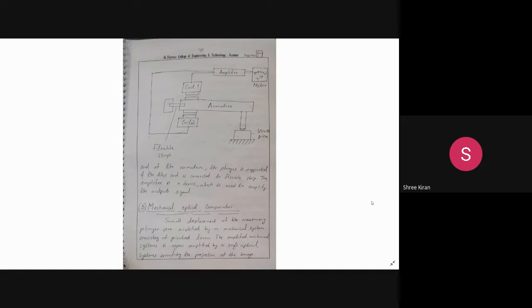The armature is placed between the two coils, and one end of the armature plunger is supported and the other end is connected to the flexible strip. The amplifier is a device which is mainly used to amplify the output signal.